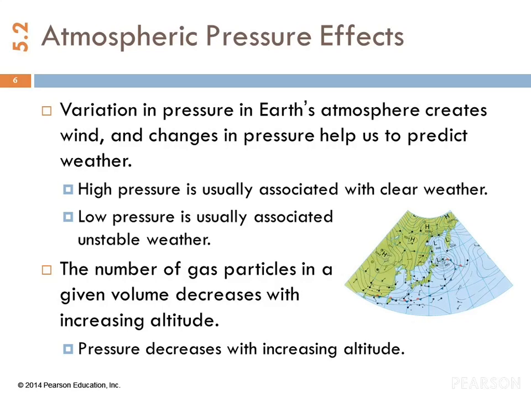We know what wind is. It's air moving, right? But why is it moving? It has to do with changes in pressure. High pressure is generally associated with clear weather, and low pressure is usually associated with unstable weather. And so we have regions of high pressure and low pressure, and they cause air to move, and it gives rise to our weather.